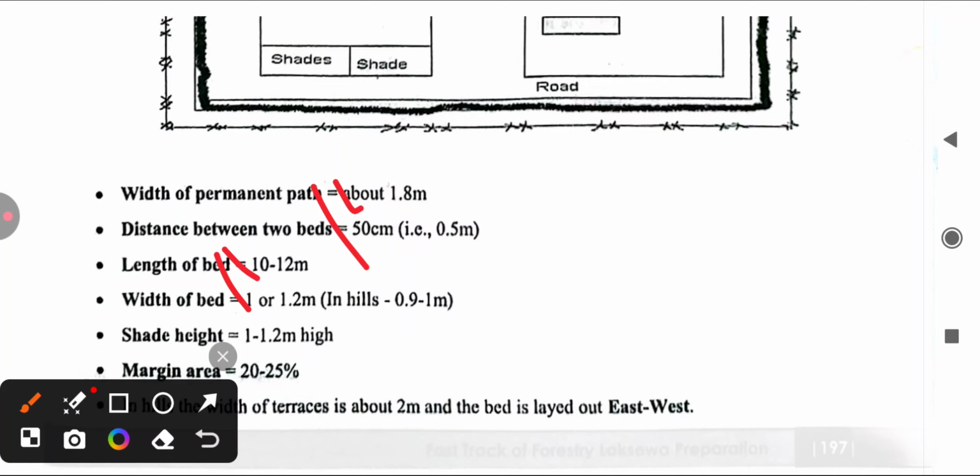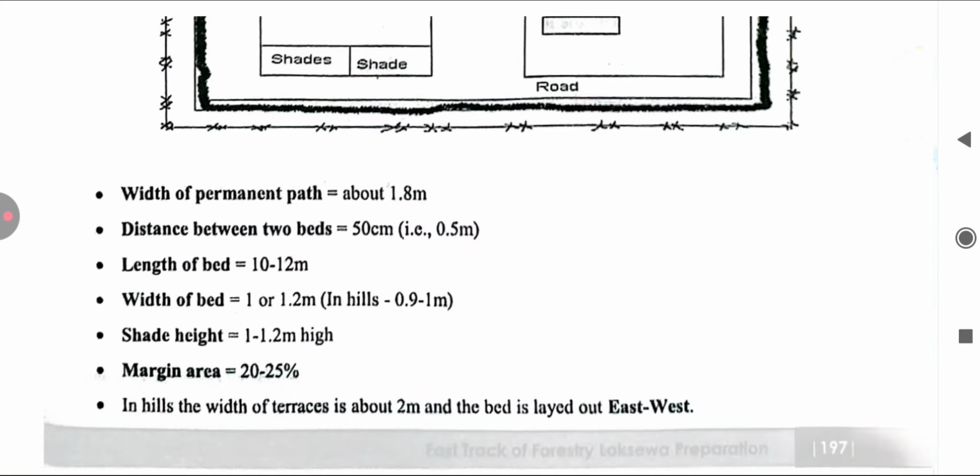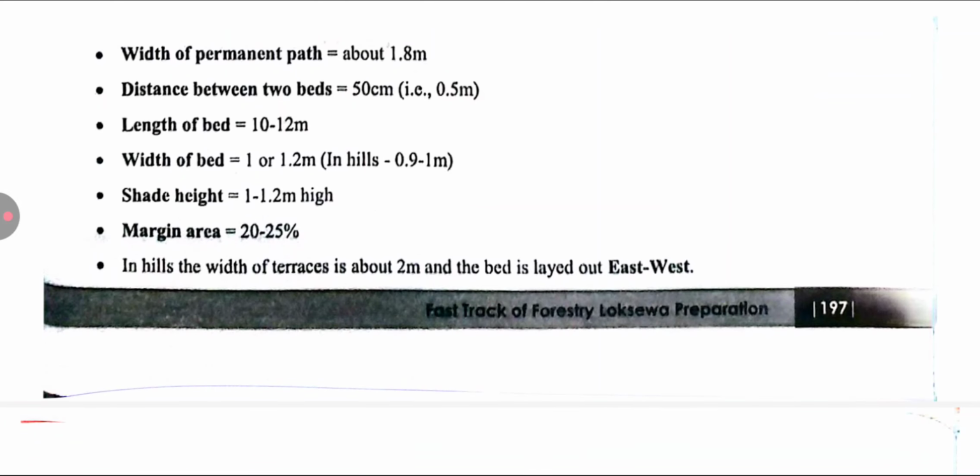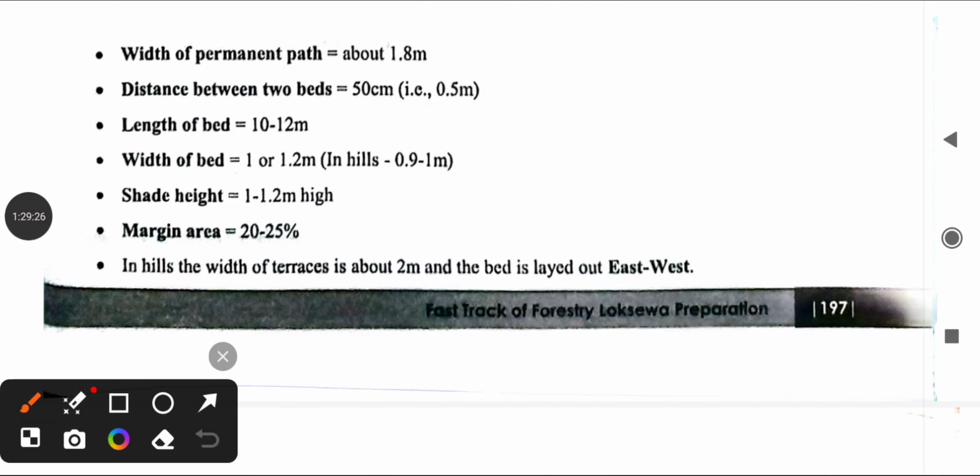In hills, 0.9 to 1 meter. Shed height 1 to 1.2 meter, 2 meter height. And margin area 20 to 25% in hill. The width of terrace is about 2 meter and the bed is laid out east to west.